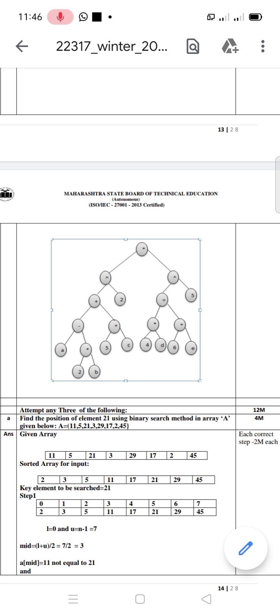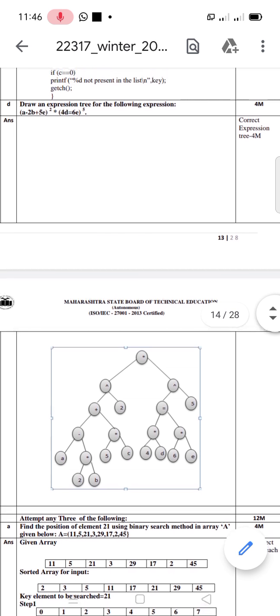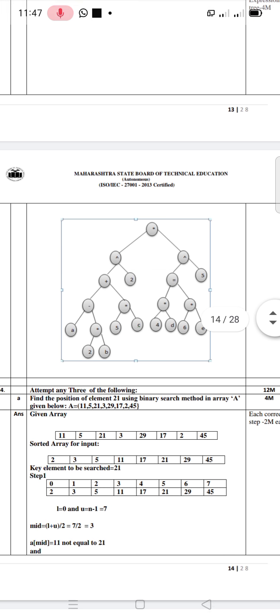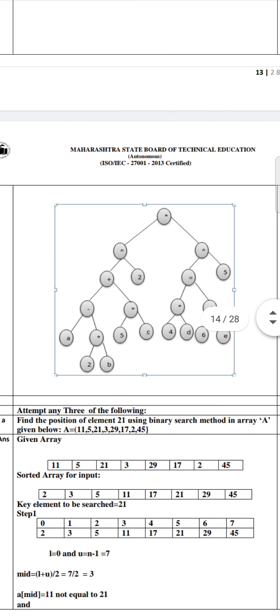We can drill down until we get the singular elements, that is a, 2, b, 5, c in this way. Similarly, in the right subtree also we can drill down up to singular elements, that is 4, d, 6, c and 5. If in a question paper they have given a minus 2b plus 5e, they have used e as a variable. In the expression tree also you can use e as a variable. In this particular diagram they have used c, so it depends upon the question paper.